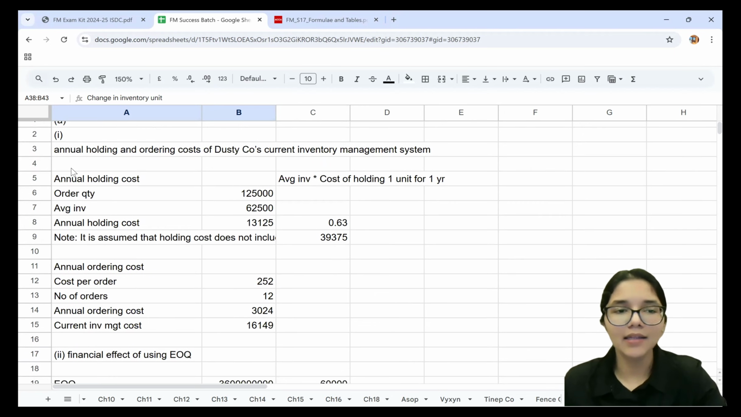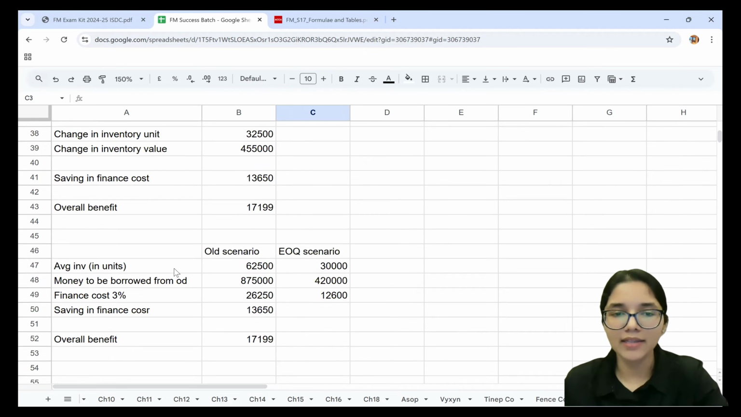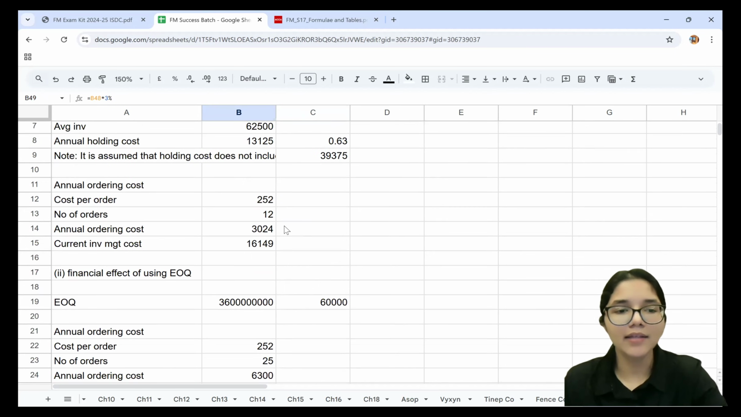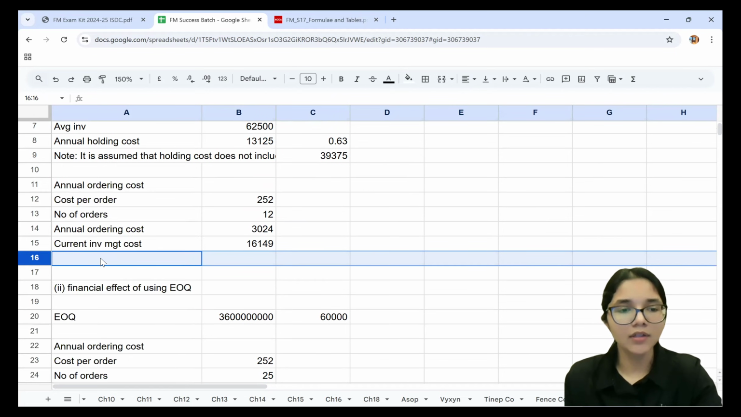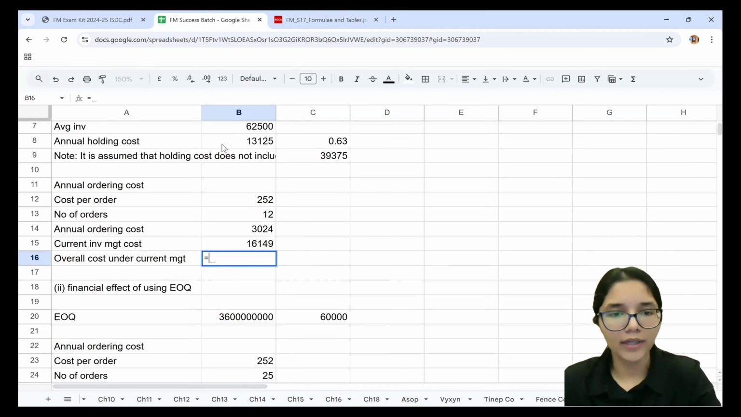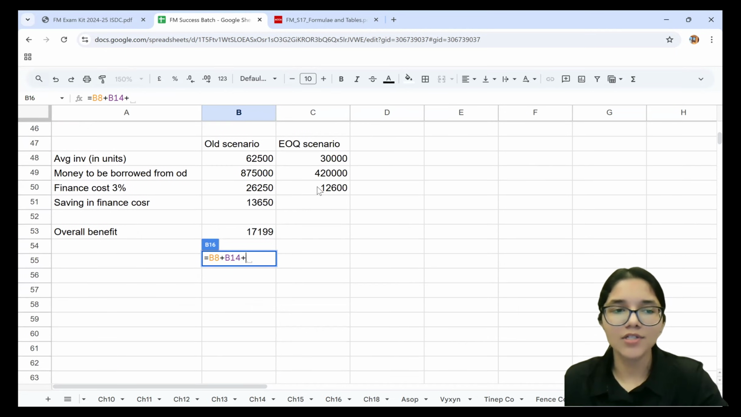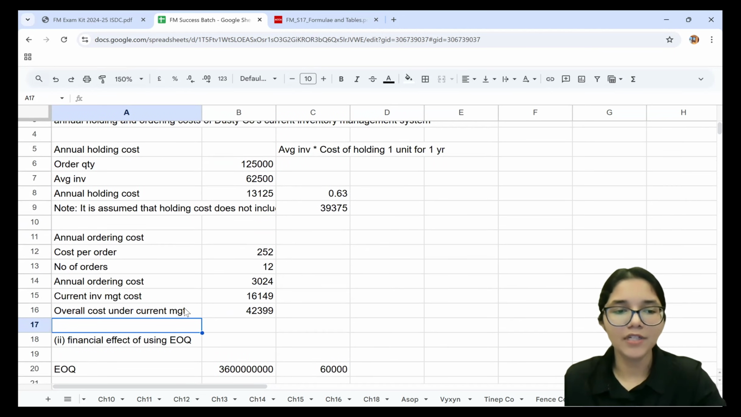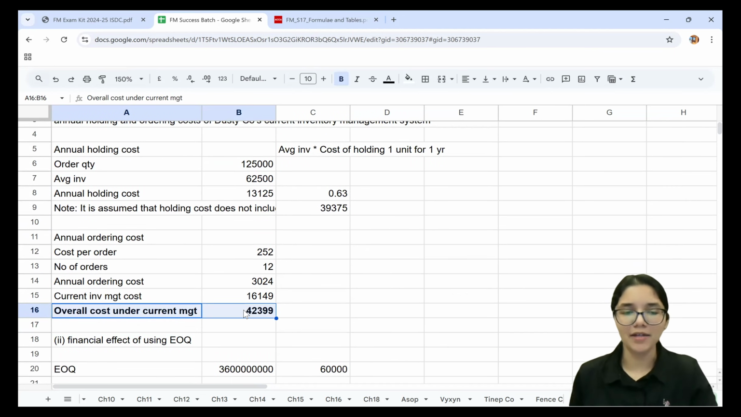So what you can do is in the current system that you were having, just include the finance cost separately. So in the current system, you have found out the finance cost was 26,250. So you can take the overall cost in the first method. I'll just insert one row here. So overall cost under current management will be the holding cost that I bear plus the ordering cost that I bear plus the finance cost which I have calculated using the old scenario. So this is the total amount of money which I am bearing under the current system of management.